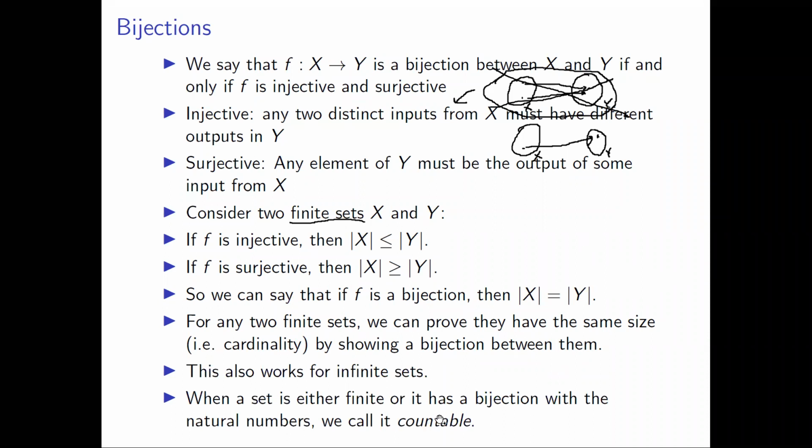And this term is countable. So if you have some set, and it's either a finite set or it's a set that has a bijection with the natural numbers. And remember, the natural numbers are these numbers 0, 1, 2, 3, and so on forever. So a countable set can be finite or infinite, but if it is infinite, it has to be in bijection with the natural numbers. So this is what it means to be countable. We're going to look at some examples of countable sets, and we'll see an example of an uncountable set.